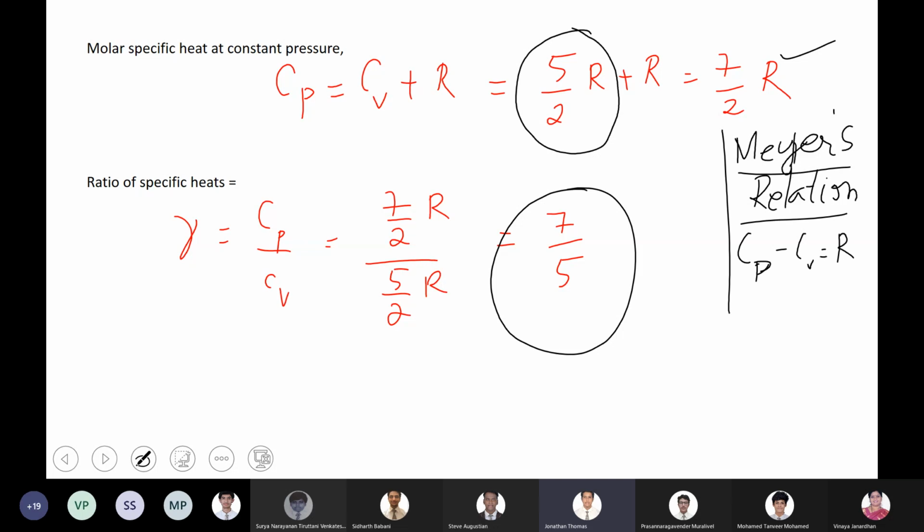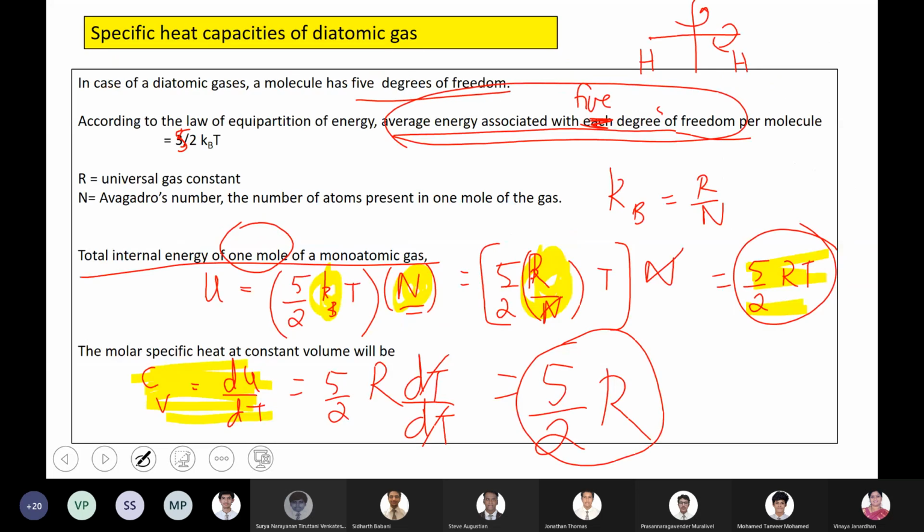Ma'am, in the previous slide, I think it's written total internal energy of 1 mole of a monoatomic gas. So should that be diatomic? Diatomic, sorry, yes. Okay. Might be I would have cut, copy, pasted.